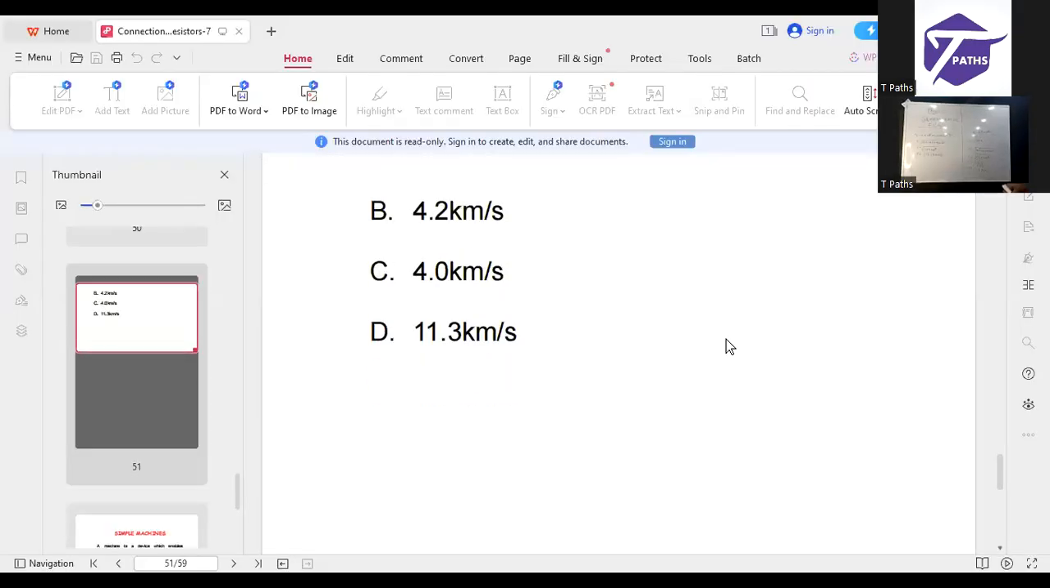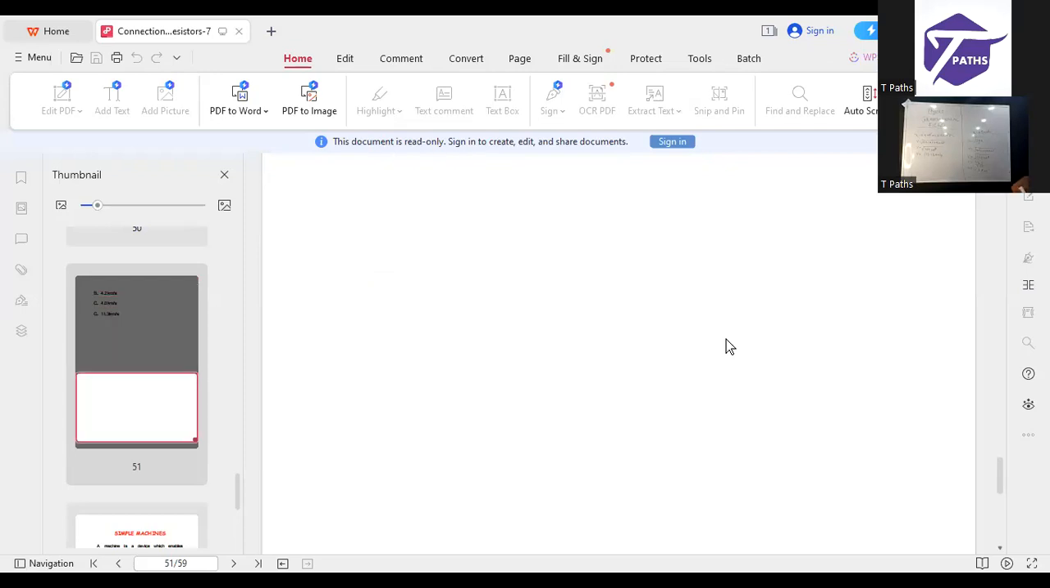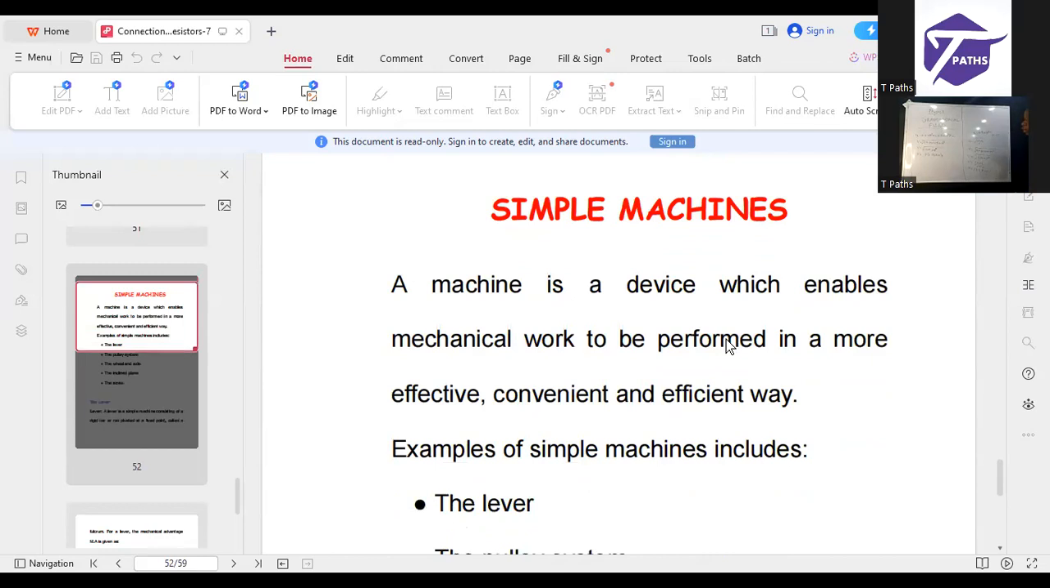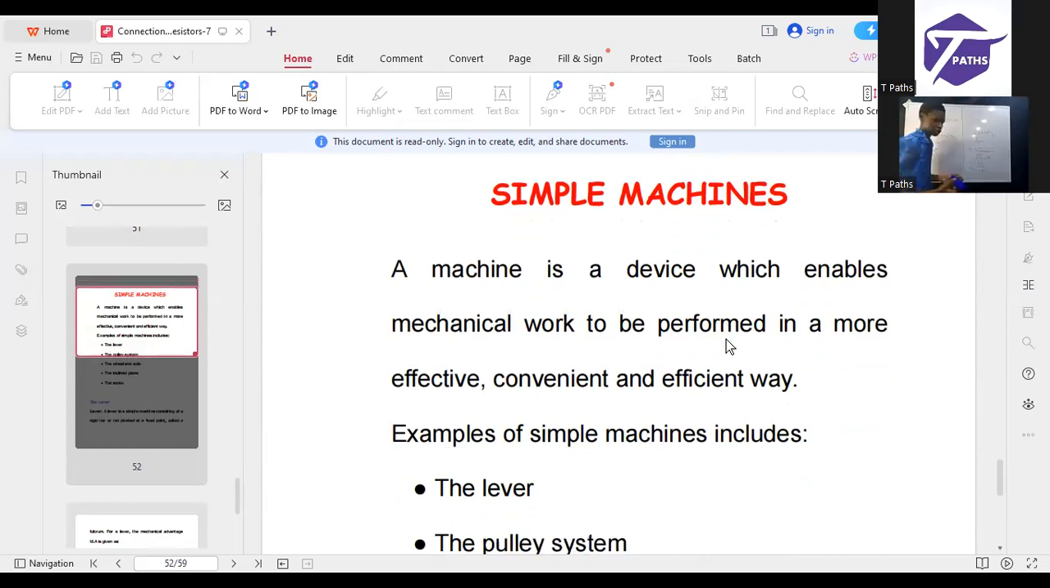Okay, so moving ahead, we'll move to the next topic, simple machines. You can get your first question, and all these questions are there for you to practice. Just do well to practice them.